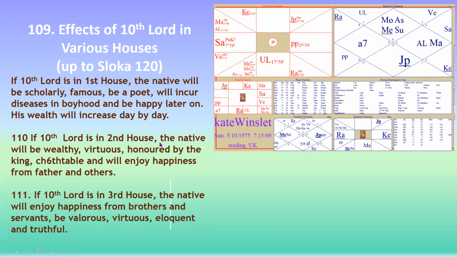If the 10th lord is in the second house, the native will be wealthy, virtuous, honored by the king, charitable, and will enjoy happiness from father and others. This is a Pandita yoga, a Maha Pandit yoga, as it's called. It's a specific yoga where Mercury is in its exaltation and is with the Sun. That means it's the Buddha Aditya yoga, a great scholarly yoga.